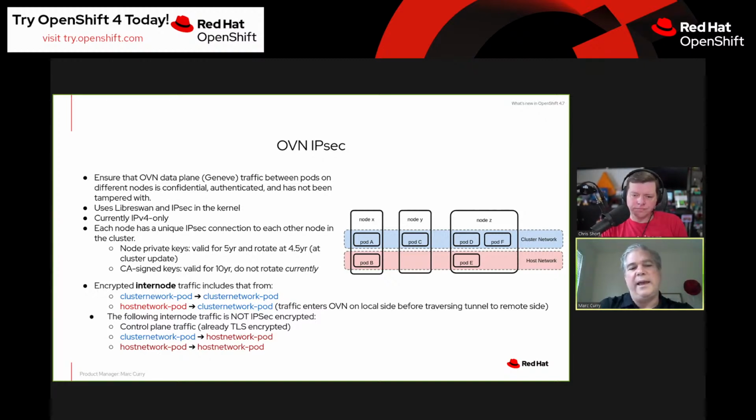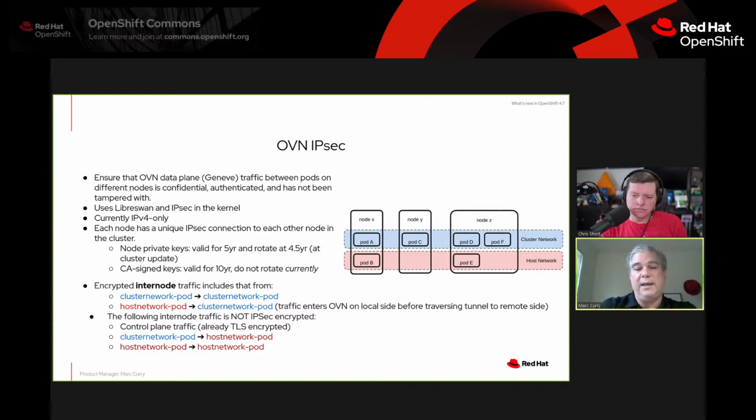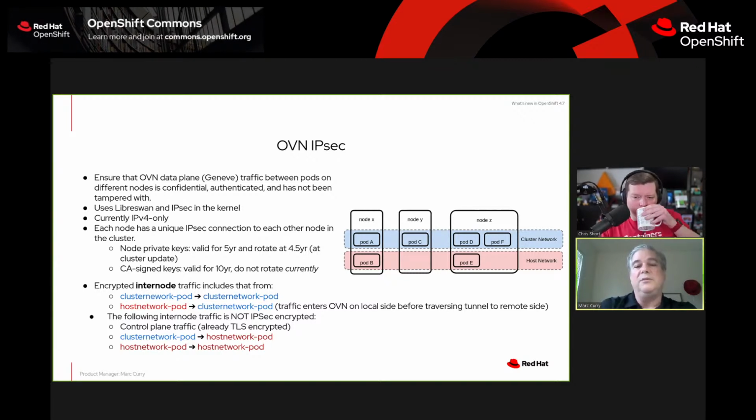However, here's where the side effects come in. So I already talked about how we specifically are weeding out control plane traffic as much as possible because that's already TLS encrypted. But some of the side effects come in when, well, what if a pod is trying to communicate from the host network to the cluster network across nodes, or cluster network to host network across nodes? Well, it turns out that if you're going from the host network to the cluster network between nodes, the traffic actually has to go into OVN on the local side and get Geneve header added onto it before traversing that tunnel to the remote node. And so therefore, that traffic is in fact a participant in the encryption scheme, and that traffic will be encrypted.